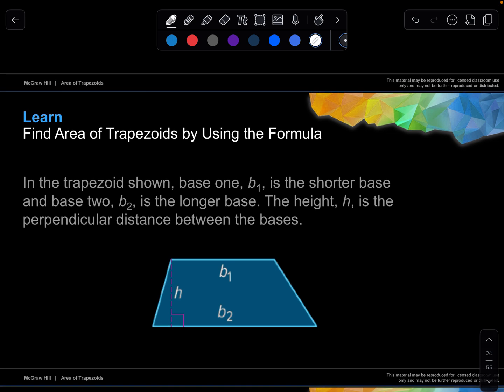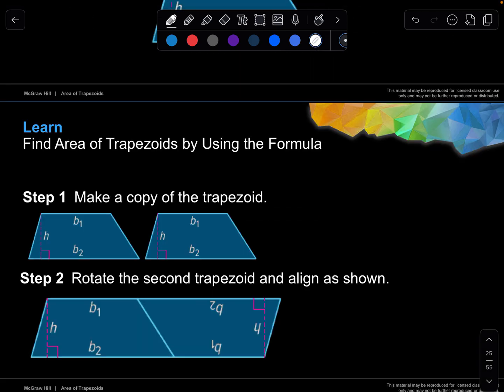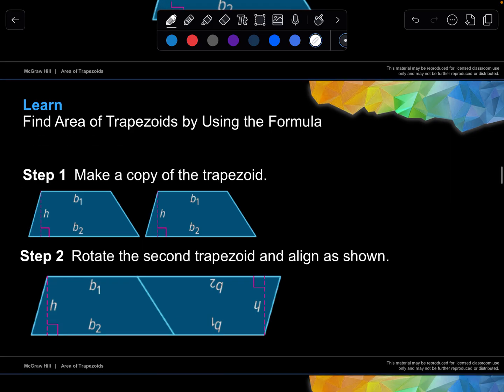Now we're going to find the formula for the area of a trapezoid. We can see that the base B1 is the shorter base, base B2 is the longer base, the height is h, right? So when we copy it, the sizes are the same. When we rotate it, you see that B2 goes to the other side, B1 comes to this side. So for the parallelogram, my base B equals B1 plus B2.